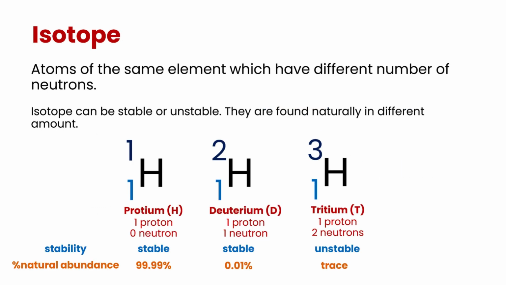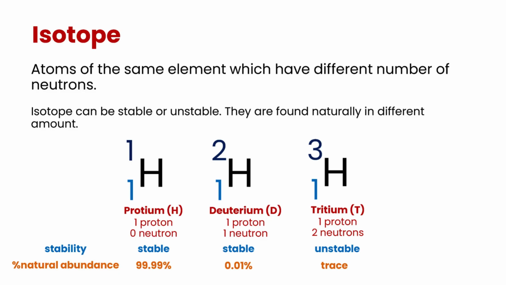Wait, you said the number of protons defines the element. Does that mean the number of neutrons can change? Yes. That's the next crucial concept: isotopes. Isotopes are atoms of the very same element, so they have the same number of protons, the same Z, but a different number of neutrons. So same identity, protons, but different mass.